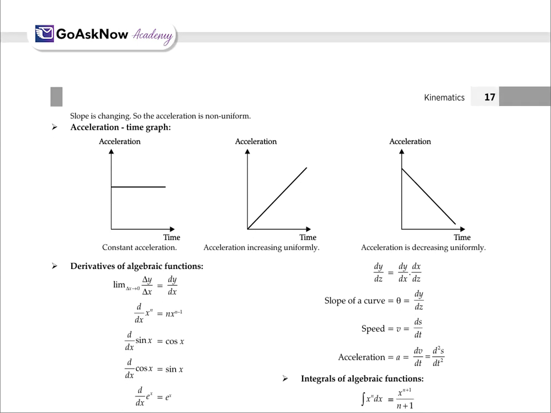Moving to the next, we'll read the acceleration time graph. We have just studied the velocity time and displacement time graphs, now the acceleration time. Here, when it's a constant acceleration, acceleration is increasing uniformly, or just coming down, decreasing uniformly.